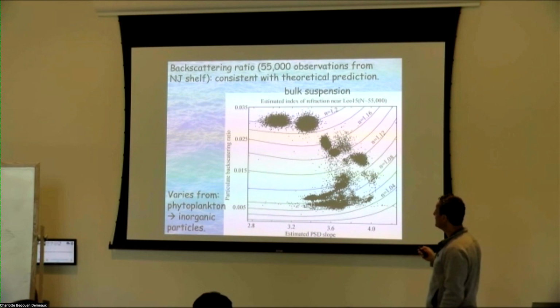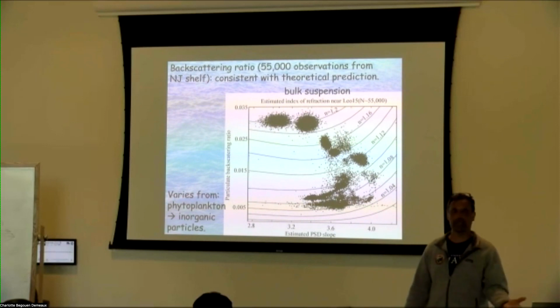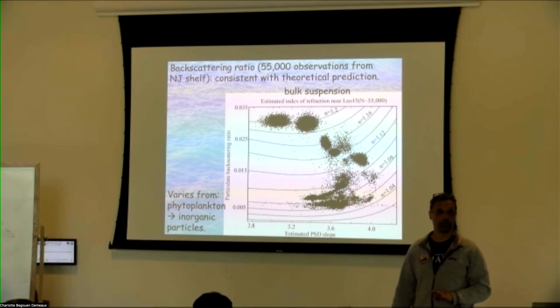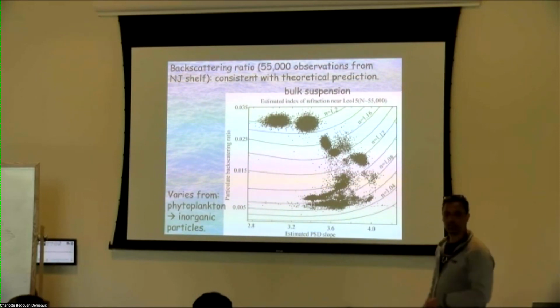So 55,000. This is from near a beach. We're right next to a beach. And this is the open ocean data. And look, we see a factor of almost 6 in backscattering, which we think is due, we did not do the measurements, to composition. Inorganic, organic, something.